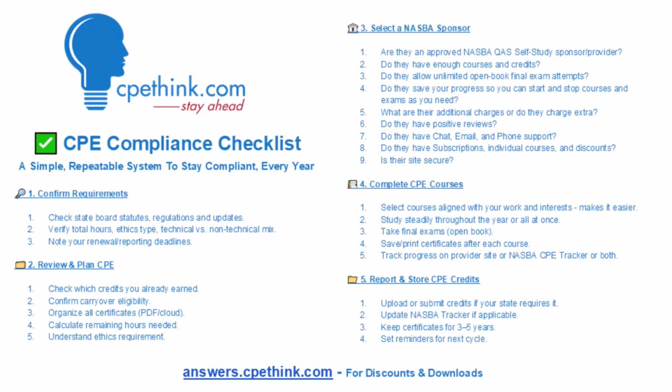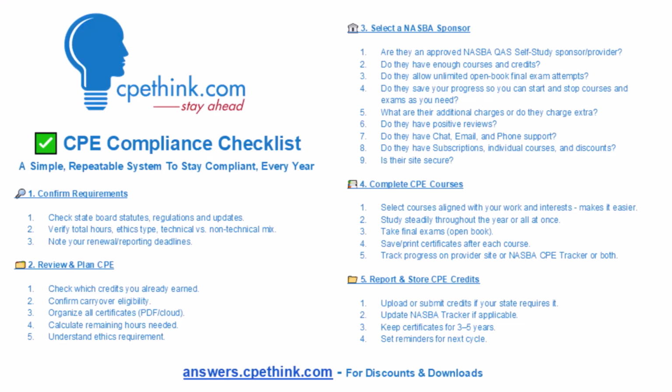This step ensures that your courses will qualify, your exams are structured properly, most places save your progress and testing progress, pricing is transparent, there is a support option, and there is a cancellation option according to NASBA guidelines. Fourth, complete your courses. This includes selecting relevant topics, completing open book exams, saving certificates, and tracking progress. Finally, report and store your credits. You submit or retain documentation as required, update the NASBA tracker if applicable, and set reminders for the next cycle.